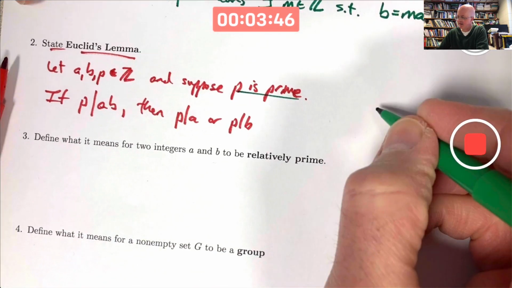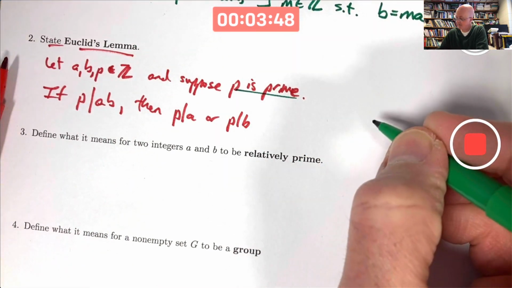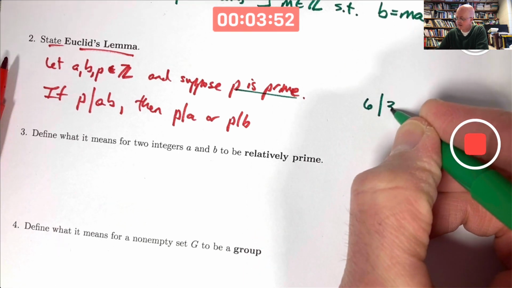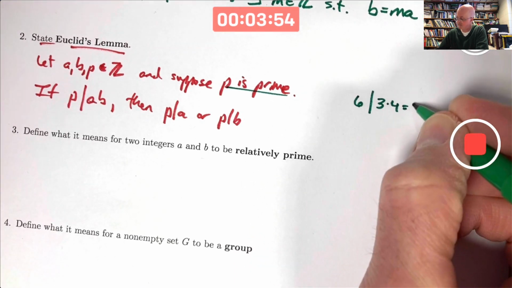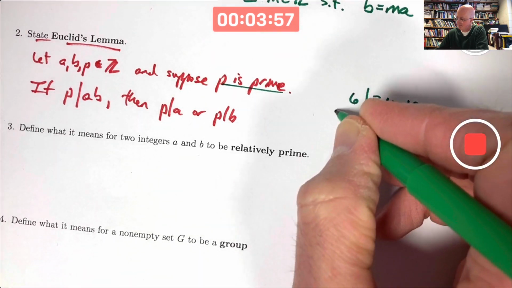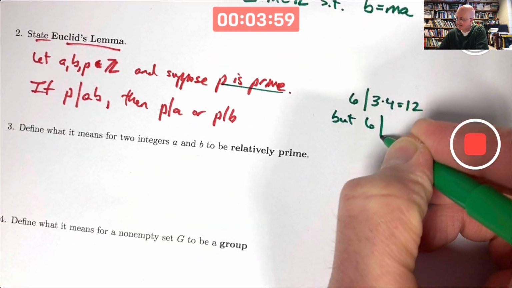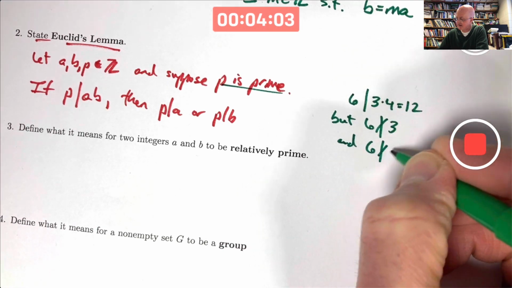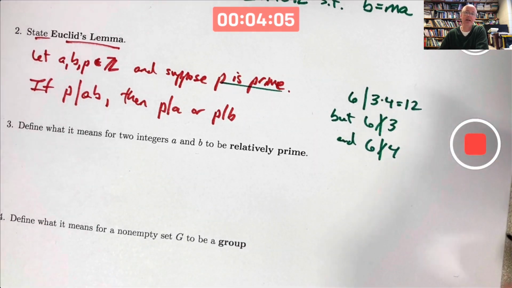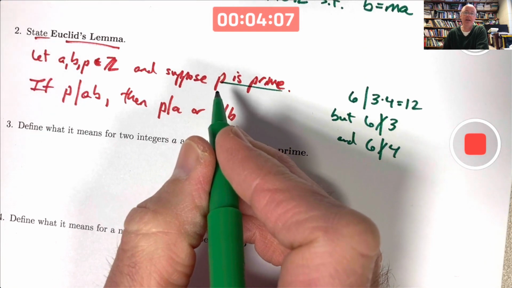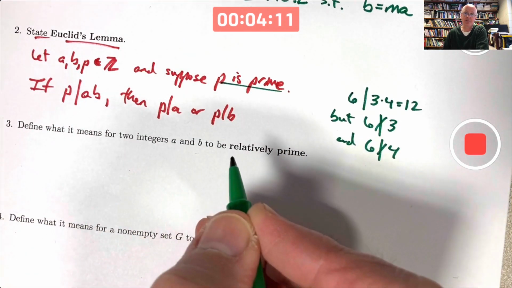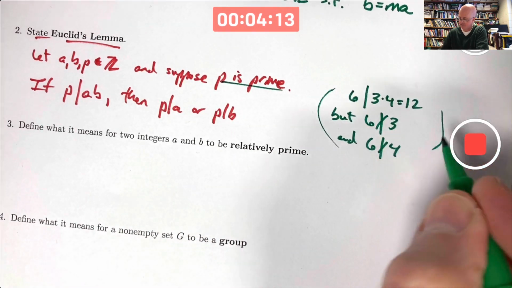For example, if P is not prime, the conclusion can fail. Notice that 6 divides 3 times 4, because 3 times 4 is 12, and 6 divides 12, but 6 does not divide 3, and 6 does not divide 4. So that illustrates the assumption that P is prime is essential to making this if-then statement correct. That's just a side comment there.